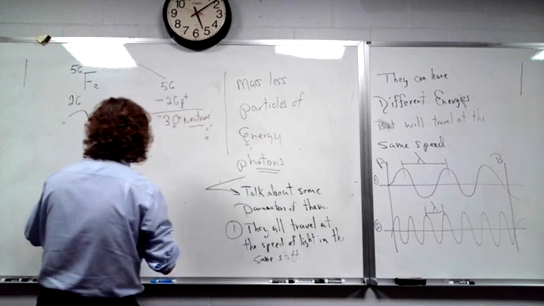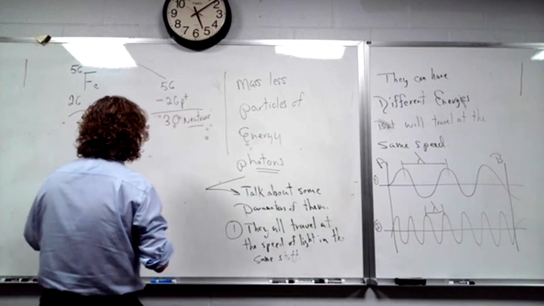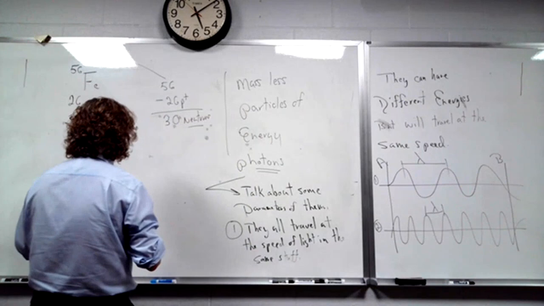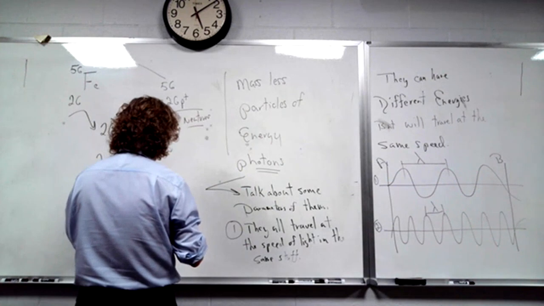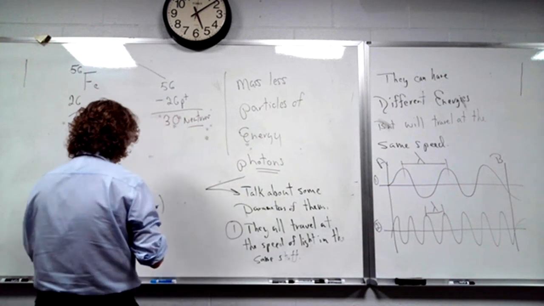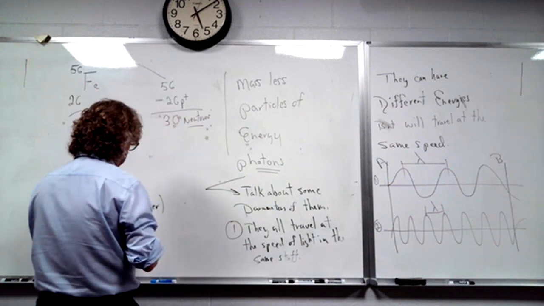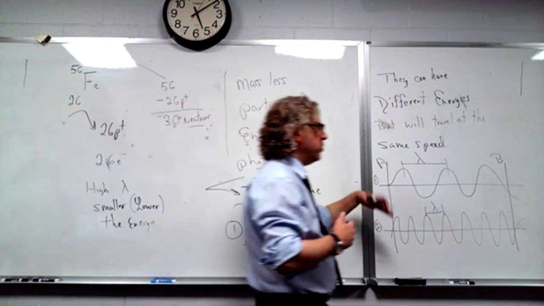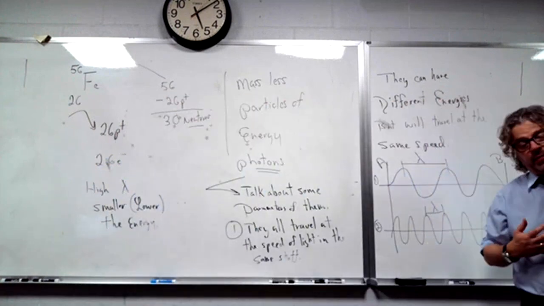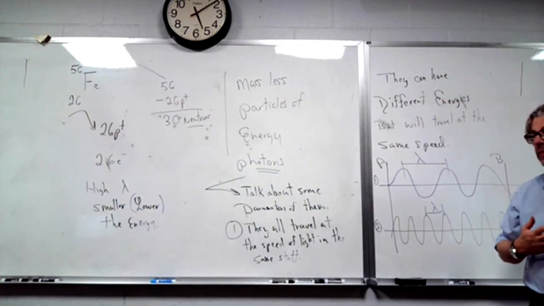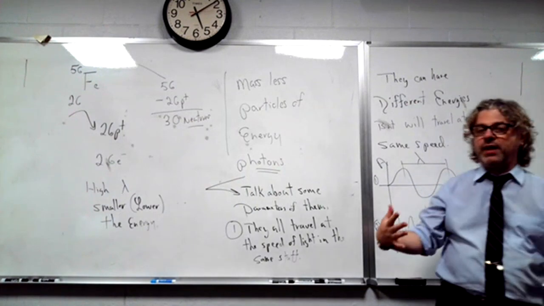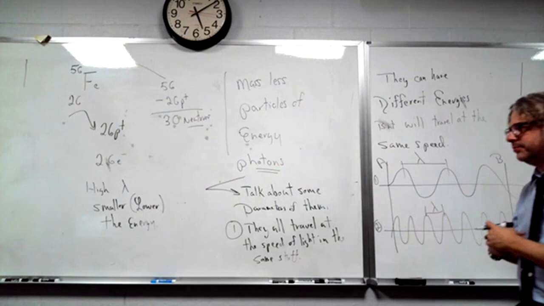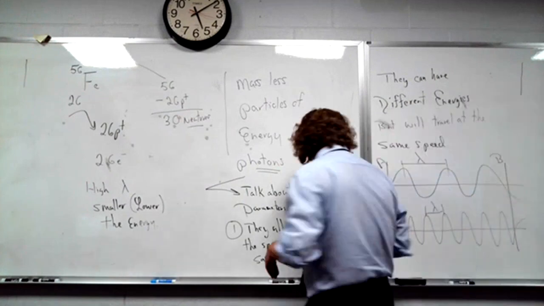So we can say the higher the wavelength, the smaller or lower the energy. Photon 1 and photon 2 both get from point A to point B in the same amount of time, but photon 1 has a bigger wavelength, so it's a lower energy.